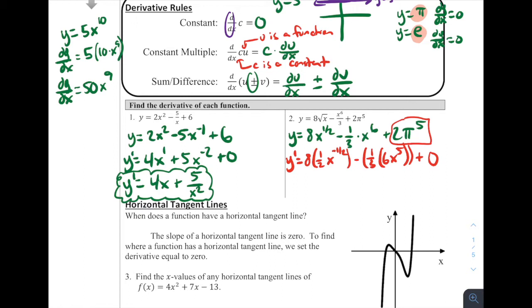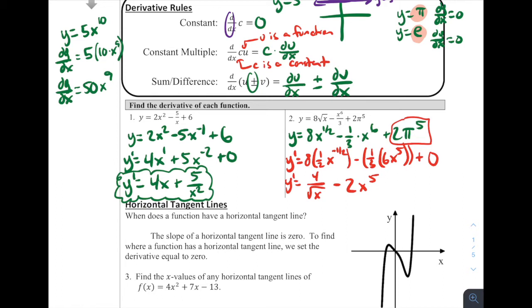Let's simplify this so we can get to a nice answer. 8 times 1/2 is going to be 4, so we've got 4 being divided by x to the 1/2, or the square root of x. Then we've got minus 1/3 times 6, so minus 2. 1/3 times 6 is 2. x to the 5th power, and then we've got that plus 0.